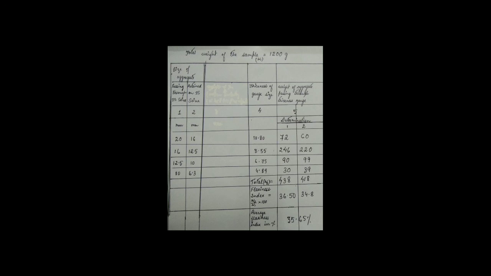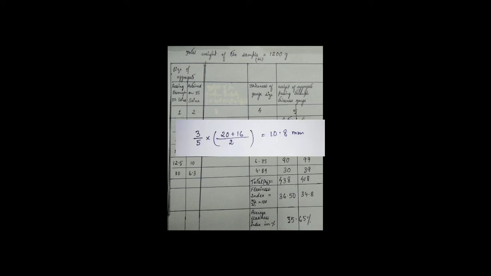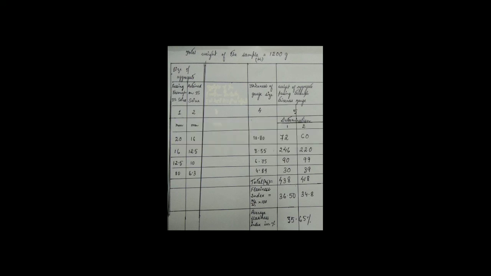Now coming to the thickness gauge size, the width of the slot corresponding to 20 mm and 16 mm sieves can be calculated as 3/5 into the mean of the sieve sizes, (20 plus 16) by 2, which gives us 10.8 mm as the width of the slot. Likewise, for the corresponding sieves, the widths of the thickness slots can be calculated.